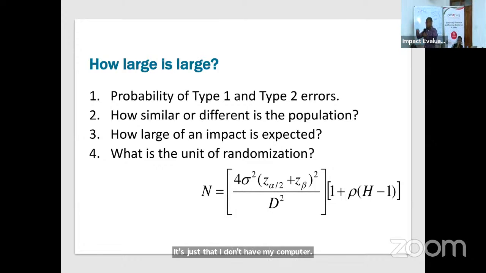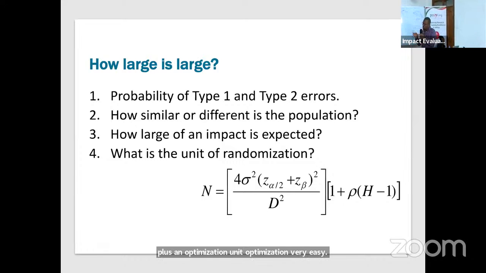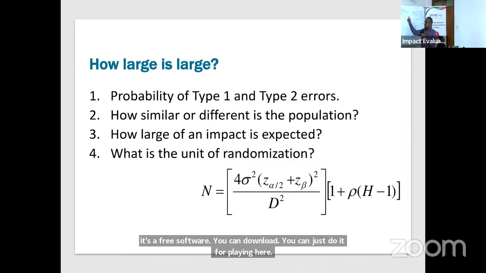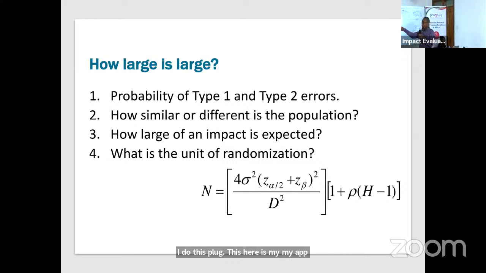It plots even the graphs. You can play with different scenarios, cluster randomization, unit randomization, very easy, and it's free software you can download. You can just do it for playing. Here I plug this in: here is my alpha, here is my beta, here is my type 1, here is my type 2, here is this level of significance, and then it tells you in this scenario, you need to have this size of the sample. In Stata, the sums code has the same characteristics.